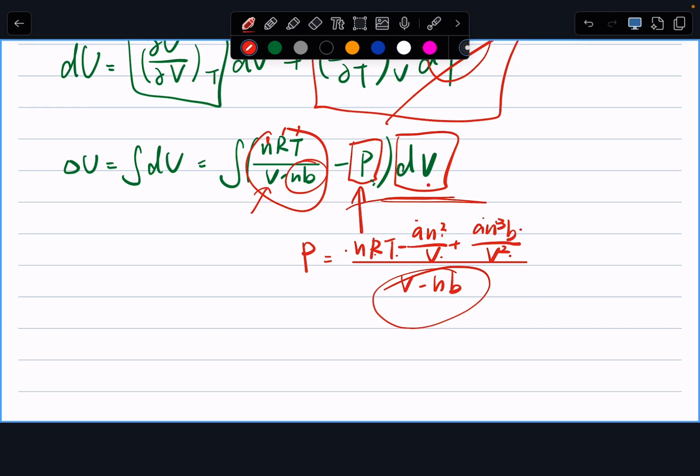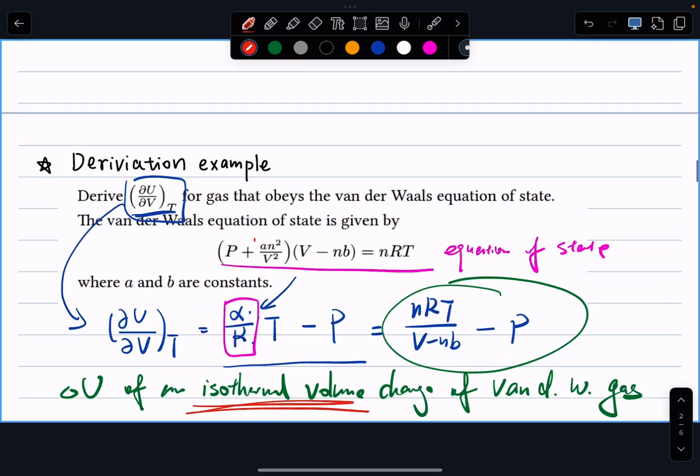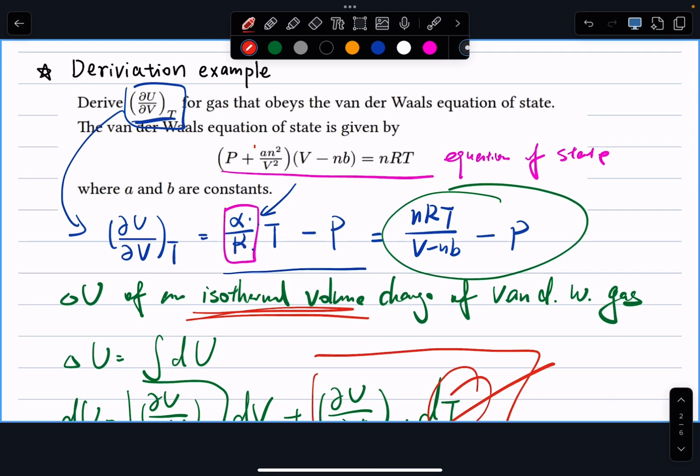All right, so that's how I think about it, and this is why we always work with ideal gases, because with real gases, sooner or later, the math becomes very nasty, but that's the reality. The chemistry behind it is not more complicated than ideal gases, it's just that the math is becoming very bad. All right, so that's how I set up this derivation example.